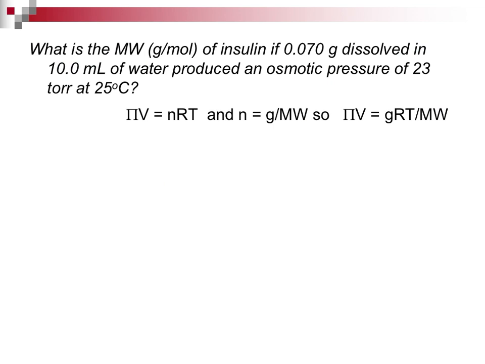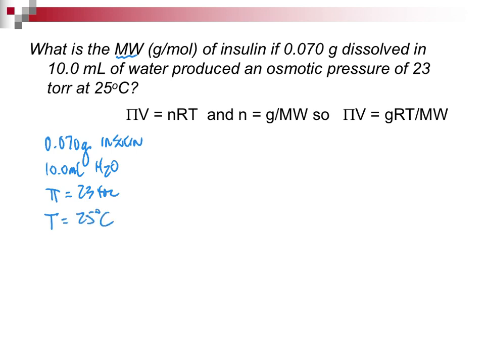So what are you going to be expected to do? Well, they may ask you to find a molecular weight on an exam. It says here we have 0.070 grams of insulin. That would be our solute. And it's dissolved in 10.0 mLs of water, which would be our solvent. And it produced an osmotic pressure equal to 23 torr. And the temperature at which this was run was 25 degrees centigrade. So we've listed all our information.